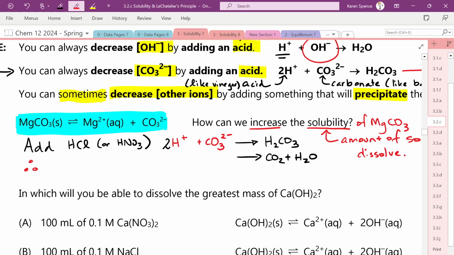Therefore, the concentration of CO3 2- will decrease. And if CO3 2- decreases, tell your partner which direction the equilibrium will shift.